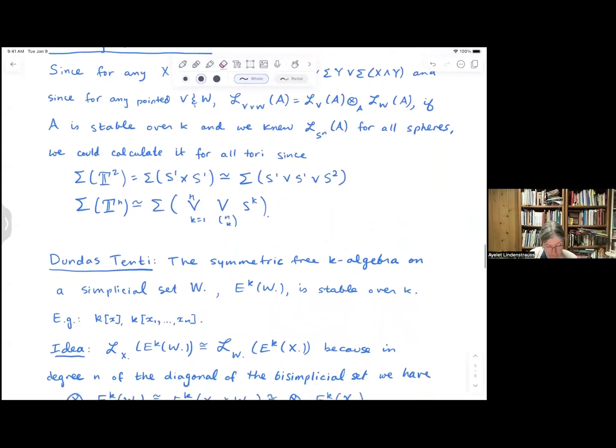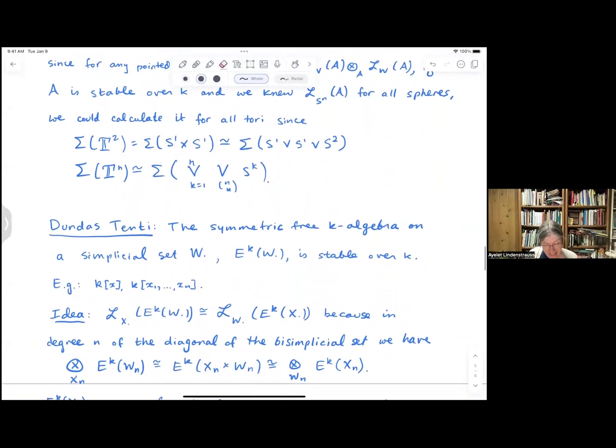And we'd be done. So Dundas and Tenti said that if we take the symmetric free K algebra on a simplicial set W, K[W], that's stable over K. So even W being finite, like W a point or endpoints, K[x] or K[x1 through xn], that's interesting. So free things are stable. And the idea is if you take the Loday construction over X of K[W], it's the same thing as the Loday construction over W of K[X].